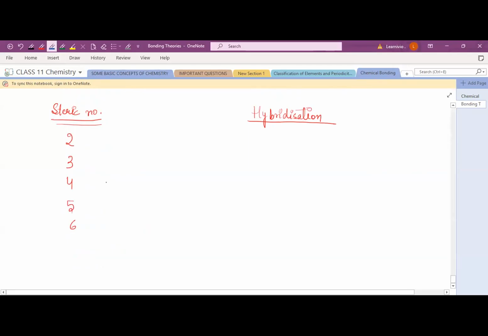Now, if the steric number is 2, it means 1s and 1p, right? 1s pure atomic orbital and 1p atomic orbital combine to create a hybrid orbital, right? And the hybrid orbital is s plus p. We have discussed that in the characteristics of hybridization. When the number of atomic orbitals taking part in the hybridization equals the number of hybrid orbitals, 1s and 1p combine together, participating in the hybridization.